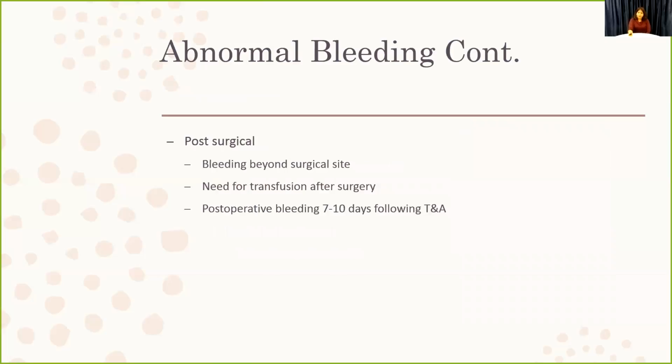Other things are post-surgical. So if you have a patient who comes in who has bleeding beyond a surgical site, if they had a tube that was placed initially, had IVs, those are concerning signs. If the patient needed a transfusion after surgery, especially if the procedure note that you received doesn't seem to relate as much to a needed reason to receive a transfusion. Also, some of our patients who get T&As, if they have postoperative bleeding 7 days following that T&A, that's also another concerning sign.